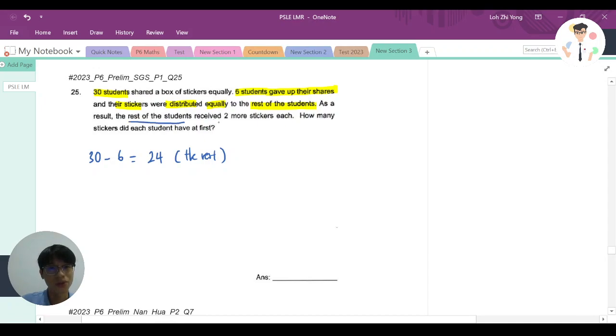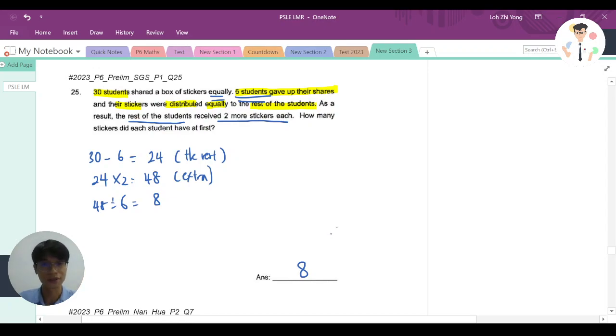The rest of the students received 2 more stickers each. How many extra were actually received? 24 times 2, so 48 extra that's been given out. And all of this 48 is actually from how many students? From those 6 students. So I divide 48 by 6, which is 8. This means that all of them at first had 8 because they shared it equally. So the answer is 8 stickers they had at first.